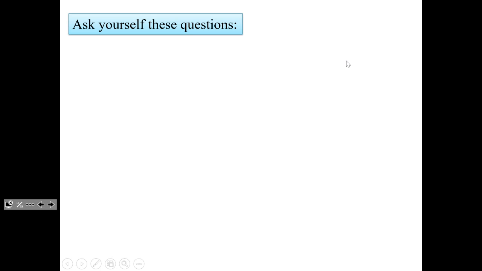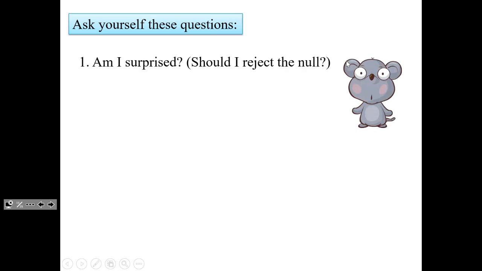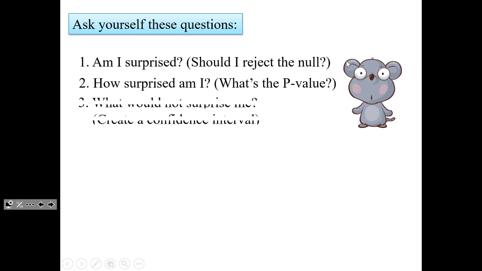The way you're going to decide this is you're going to ask yourself a couple questions. First, were you surprised? That's going to answer the question about whether or not you should reject the null hypothesis. But to decide if you're surprised and how surprised you are, you have to look at the p-value. The lower the p-value, the more surprised you are. It would be a rare result. That would mean, yeah, we should be kind of surprised by this.